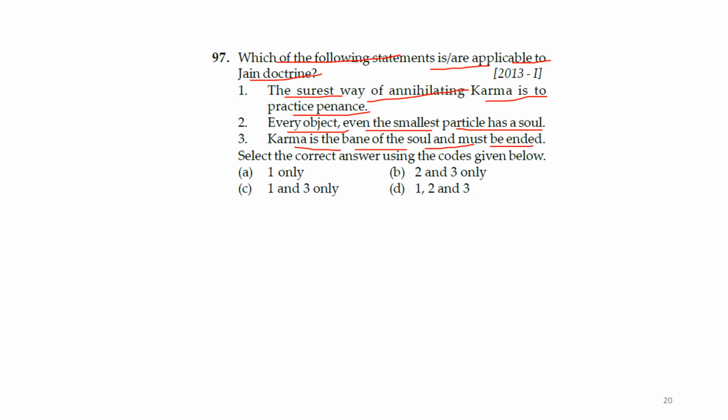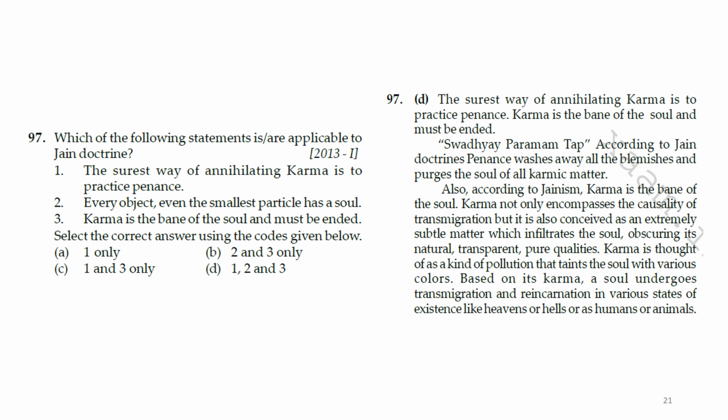Okay, so they're asking about the doctrine of Jain. What happened here? All three are correct. The surest way of annihilation of karma is the practice of penance, yes. Second one is every object, even the smallest particle, has a soul. Yes, this is also correct. Karma is the bane of the soul and must be ended. Yes, this is also correct. The answer is D. Just read this explanation.